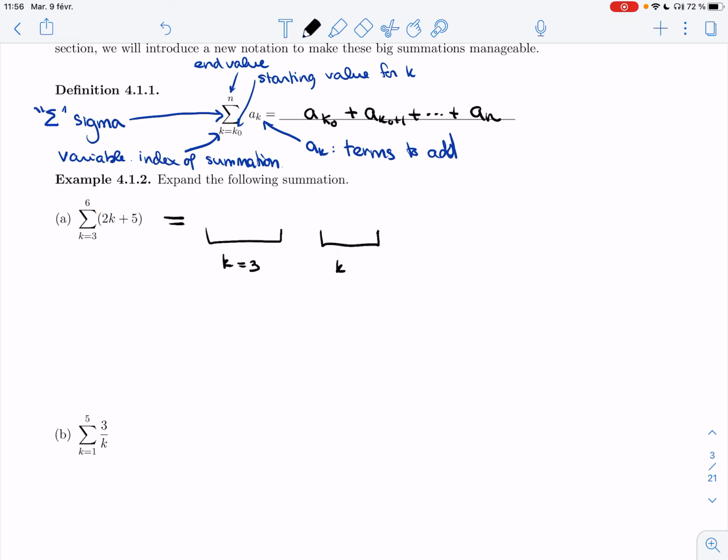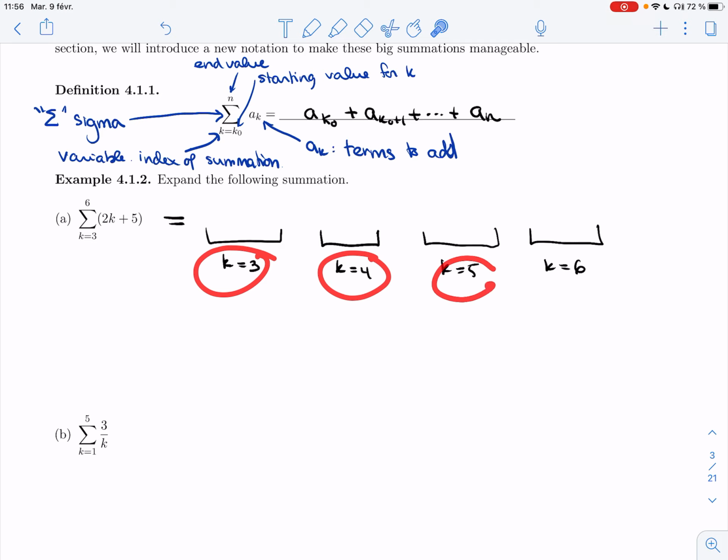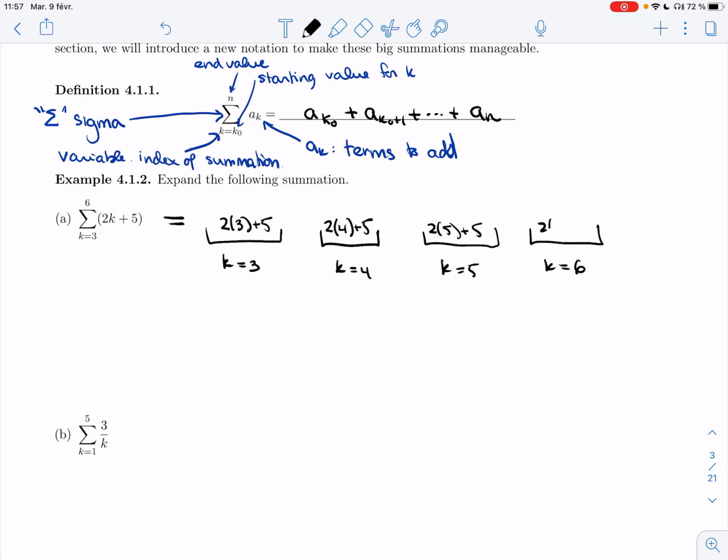All right, k equals 4. I'll have a term for k equals 5. I'll have a term for k equals 6, which will be my last one. For each of these values of k, you evaluate this, and that's what we'll add. So here it's 2 times 3 plus 5. And the next term, k is now 4, so it'd be 2 times 4 plus 5, 2 times 5 plus 5, and 2 times 6 plus 5.